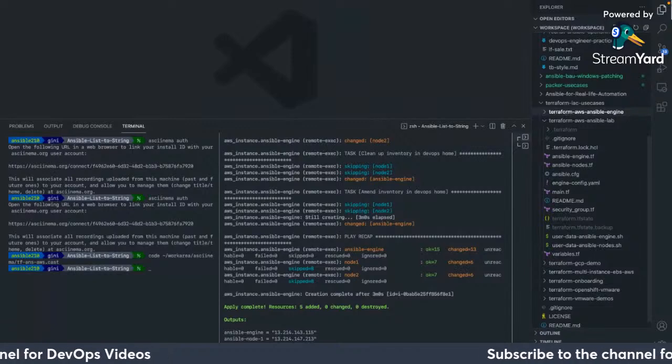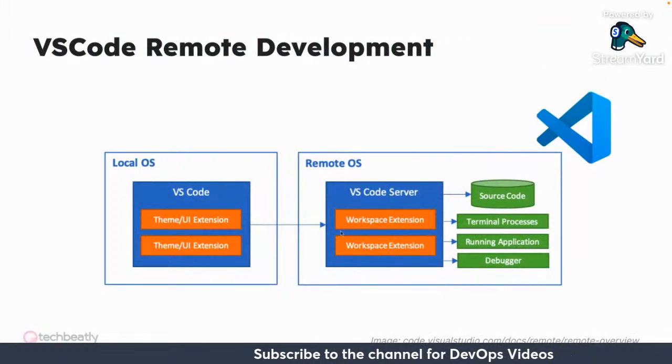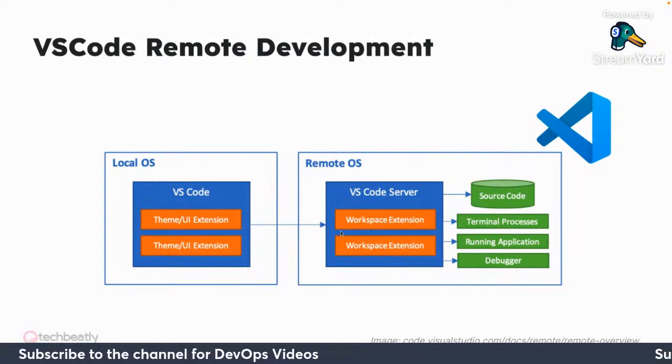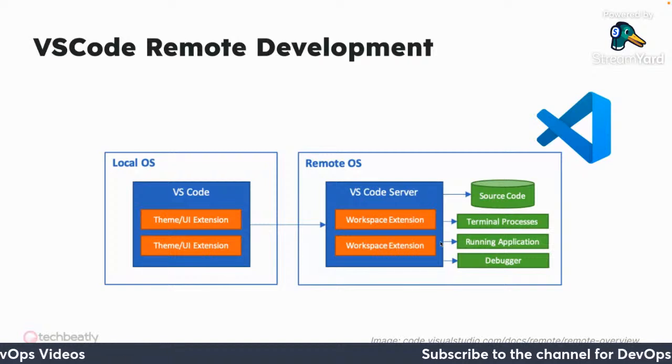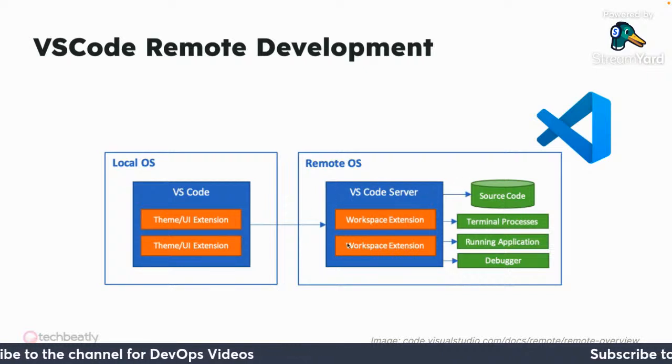Now we are talking about a remote operating system. Maybe this is your Ansible machine, but actually it can be any machine where you have your source code and all the items inside. You want to edit from here to there, right? So you have to install a VS Code server. You don't need to do anything manually. I will show you how.